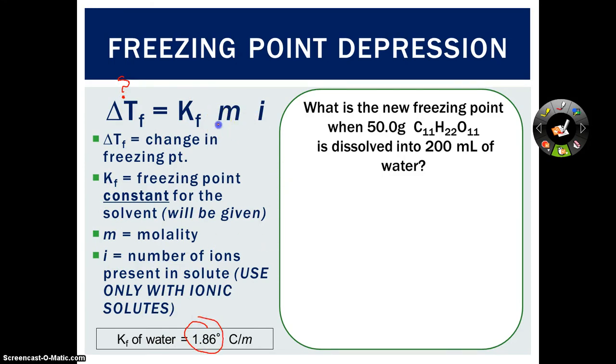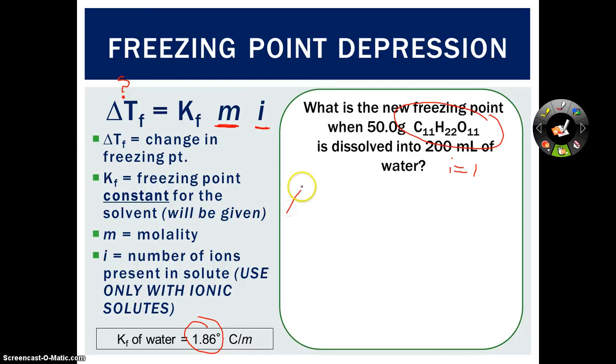I need to find molality, and I need i. To find i, I look at the formula. Is this ionic or covalent? It's covalent, so i equals 1. Okay. Now I have Kf, I have i, I need molality.